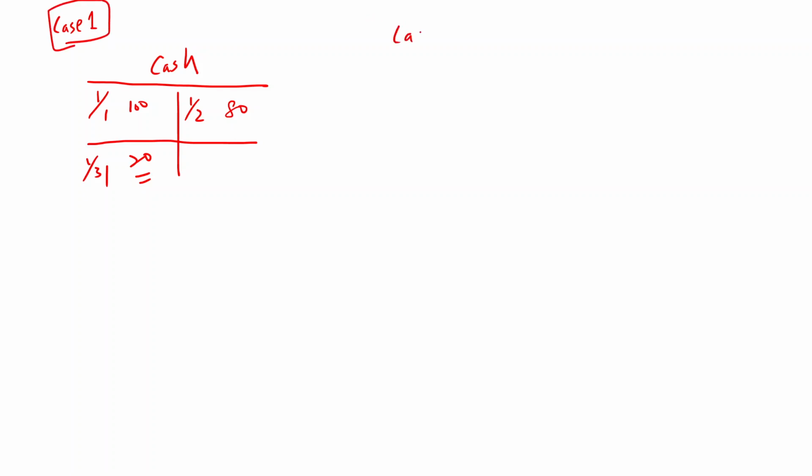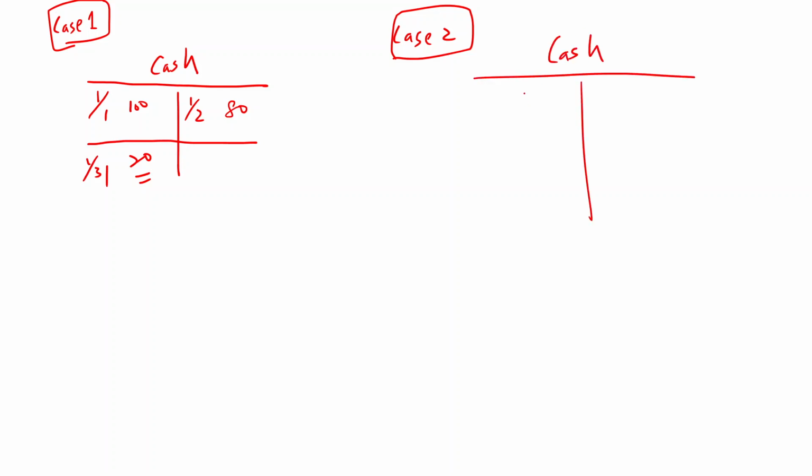How about case 2? We use the same account, cash. So first day I have the cash 100. Next day I have the cash 180. So you got the final number 80. Okay?